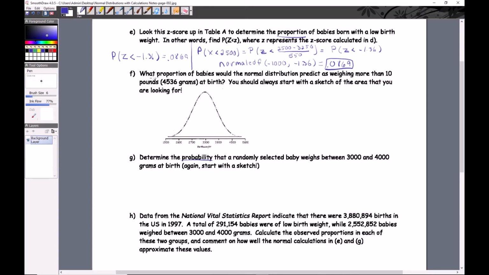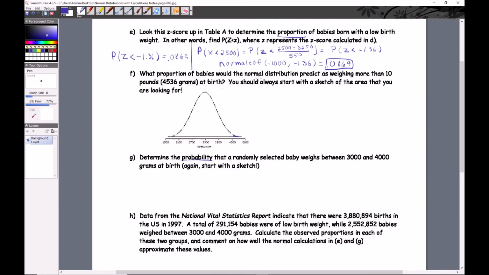So letter F, what proportion of babies would the normal model predict as having more than 10 pounds, 4,536 grams at birth? All right, so they drew us the same curve, and 4,536 is way up here. It's this little sliver up in the right tail. So I'm thinking that my proportion is going to be really small.